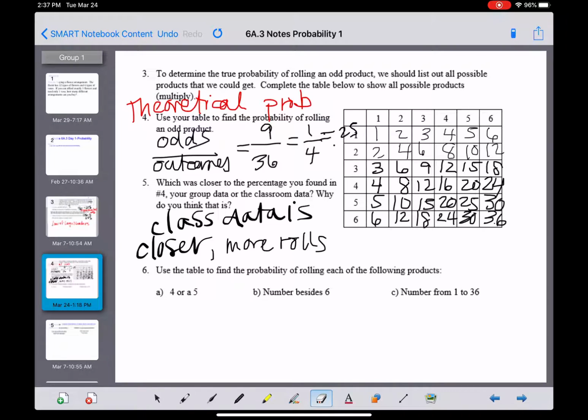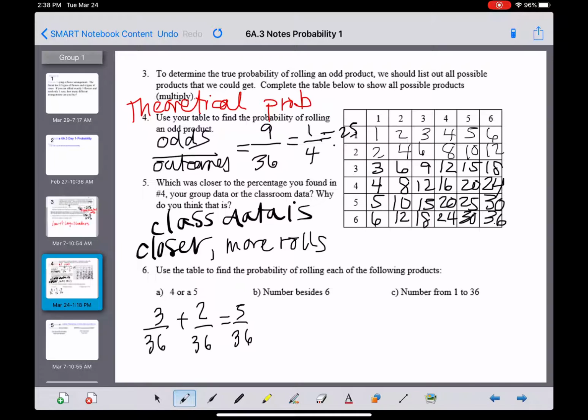Now you're going to use the table to find the probability of rolling each of the following products. So a 4 or a 5. So you're going to count up how many 4s or 5s there are. So I see 4 in there 3 times, so 3 out of 36, plus the 5 is in there twice, 2 out of 36. So when I add those together, I get 5 out of 36.